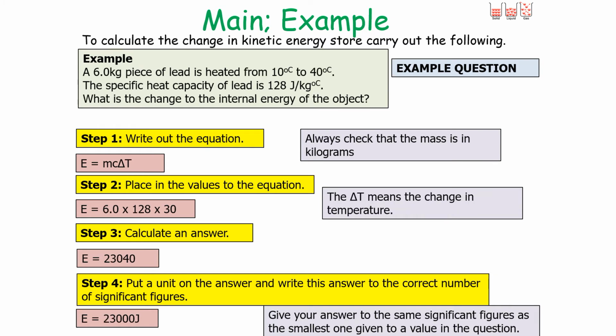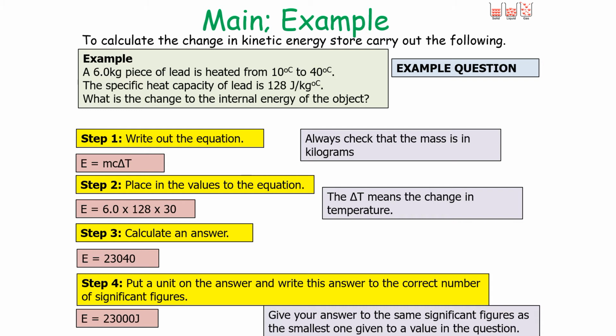Another example would be a 6 kilogram piece of lead is heated from 10 degrees to 40 degrees. The specific heat capacity of lead is 128 joules per kilogram degrees Celsius. What is the change to the internal energy of the object? Well, because we're changing temperature, we're going to use the equation E is equal to mc triangle T. Now you place the values into the equation, so you substitute them in. Now note, triangle T or delta T means change in temperature. So if it's going from 10 to 40, the change is going to be 30.